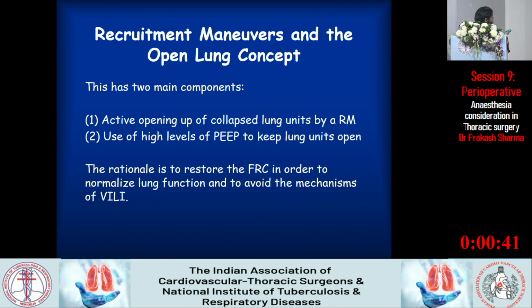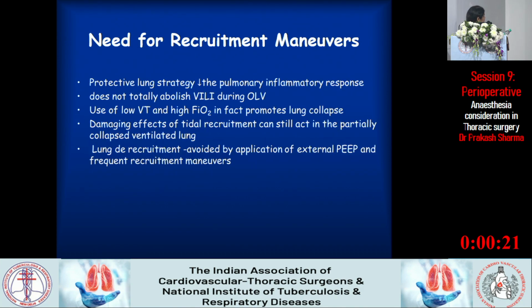Now the recruitment maneuvers and the open lung concept have two main components: active opening up of the collapsed lung units by a recruitment maneuver, and use of high levels of PEEP to keep the lung units open. The rationale of this is to decrease the FRC in order to normalize the lung functions and to avoid the mechanisms which are causing ventilator-associated lung injuries.